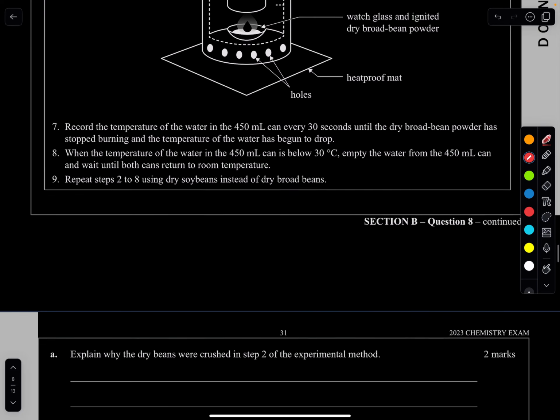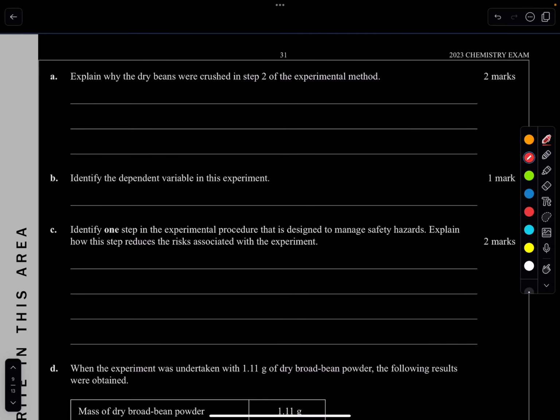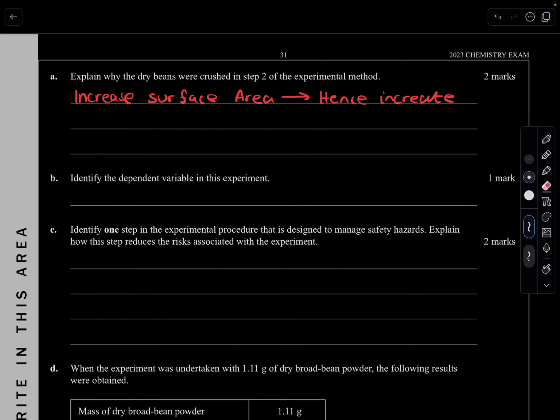All right, that's not too bad. A. Explain why the dry beans were crushed in step 2 of the experimental procedure. Beautiful, like what we said. So basically this will increase surface area, hence increase rate of reaction. That's it. So increase surface area was 1 mark and increase rate of reaction was another.